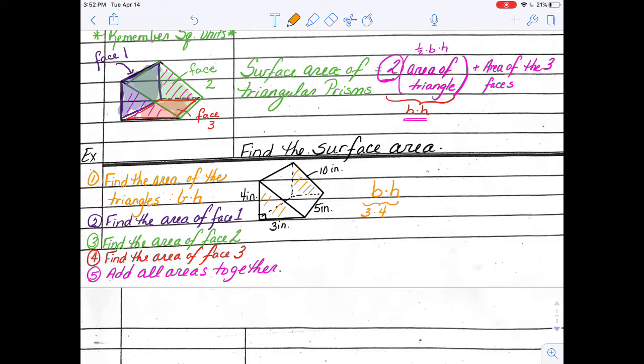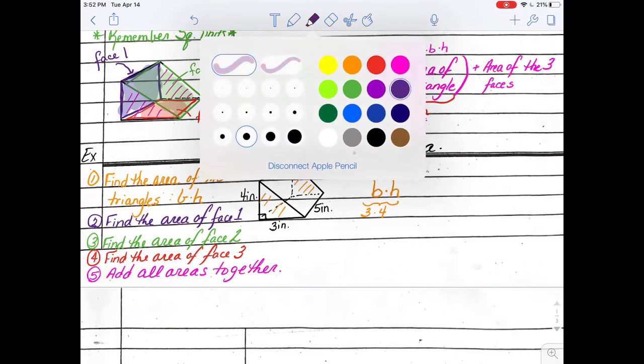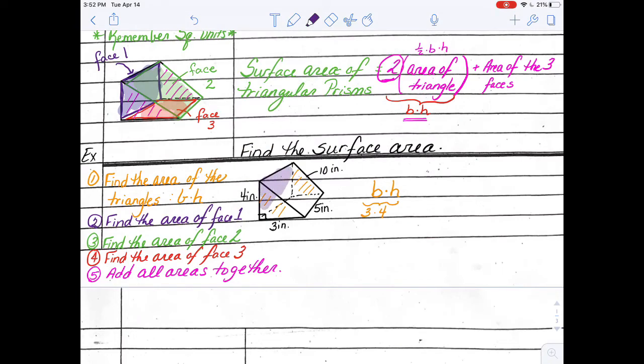Okay, now let's go ahead and look at our sides, all of our faces, those rectangular faces. So let's go ahead and start with this side right here, that rectangle. And again, it's a rectangle, so all we're going to do is base times height of that rectangle. So let's look at face 1. And again, I don't care which one you name, face 1, 2, or 3. But on that side, I can see I've got 4 times 5. So 4 times 5 is going to be the area of face 1.